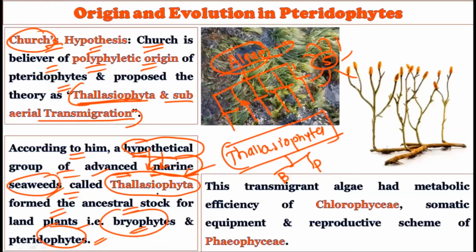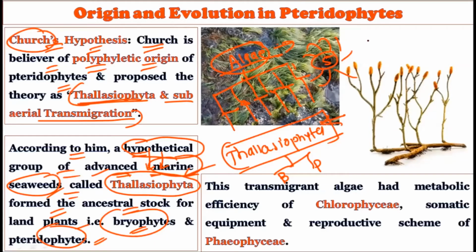Now see, the Church hypothesis is very difficult to understand. Why? Because he is considering a hypothetical group like the Thalassiophyta. Now, how does the Thalassiophyta look? He has considered all the characteristics, that is, of the algae, Bryophytes and the Pteridophytes, to be mixed in the Thalassiophyta.